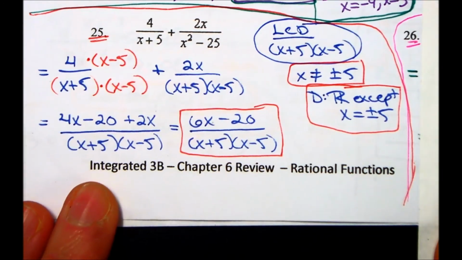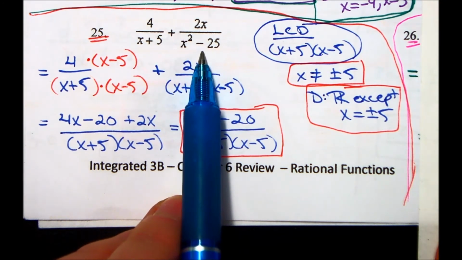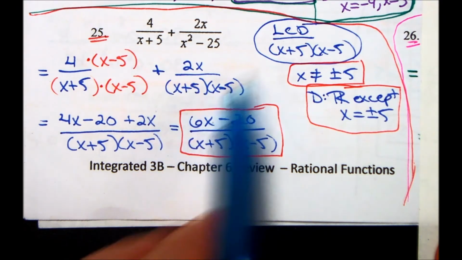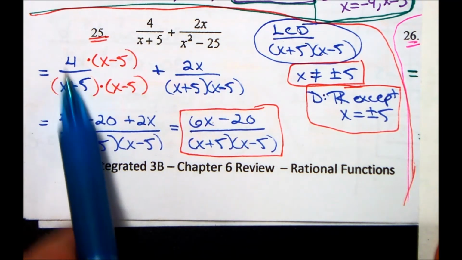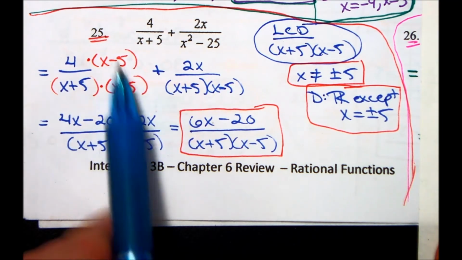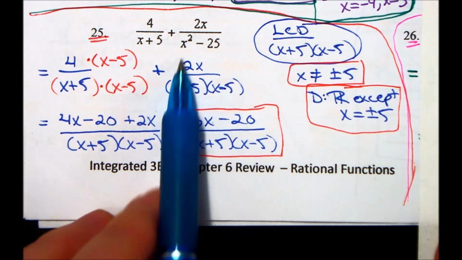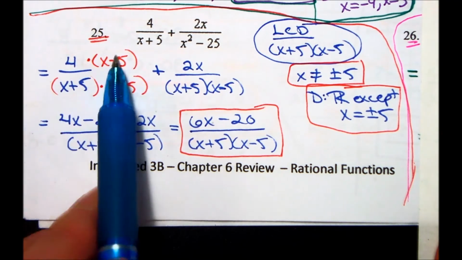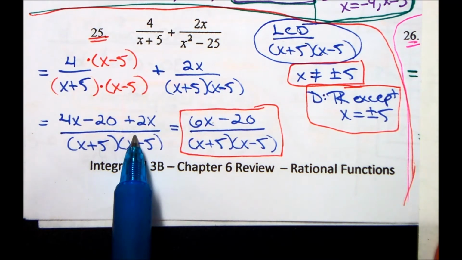All right, 25. All right, so again, we're adding. If we factor this denominator, x squared minus 25 factors into x plus 5 and x minus 5. So the least common denominator is going to be x plus 5, x minus 5. This first fraction already has x plus 5, so we need to multiply by x minus 5. The second fraction already has both, so it will not be multiplied by anything. Distribute the 4 to the x and distribute the 4 to the negative 5. So we'll get 4x minus 20 plus that 2x all over x plus 5, x minus 5.